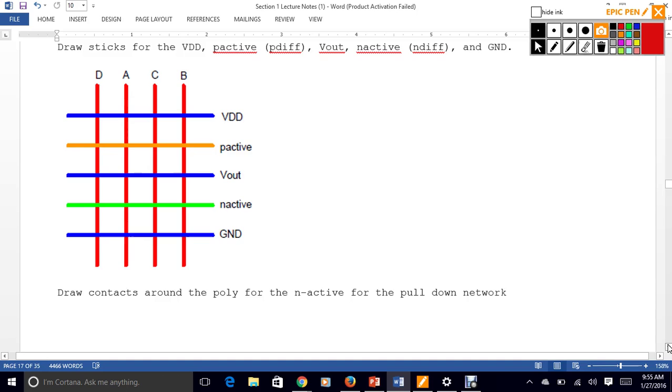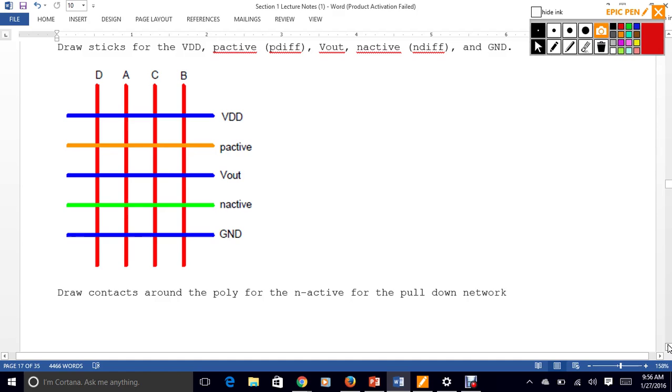So what you want to do is V in, ground in blue, and then V out also in blue. And then draw P active and N active. I highly recommend you do a little key, like I had in the original diagram, where you say, all right, this relates to this color. In industry, you'll typically see red as polysilicon, blue is metal one, orange is P active and green is N active. That's just the conventional way. But as long as I understand what you're trying to tell me, it's fine.